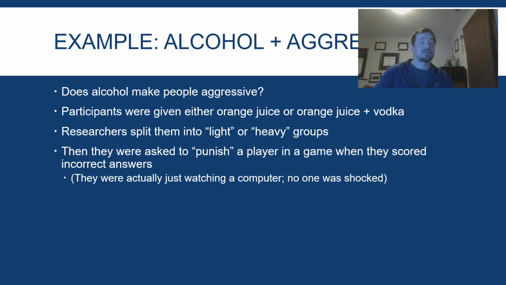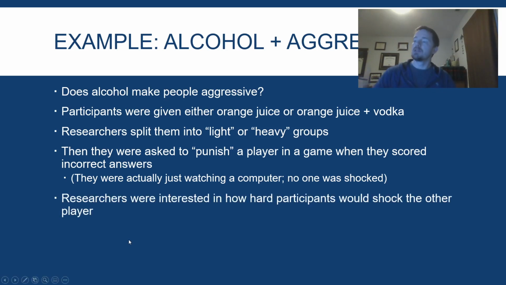So if you were in this experiment, basically you would be given one of these drinks, then you would be asked, okay, we want you to deliver a shock to this person whenever they provide an incorrect answer. That's all. It sounds a little bit like Milgram's study on obedience. It's very different, but you get the idea if you're familiar with that study. So the researchers were interested in the strength of the shock for the other player, with the assumption being that someone who administers a really heavy shock is going to be more aggressive than someone who administers a very light or soft shock.